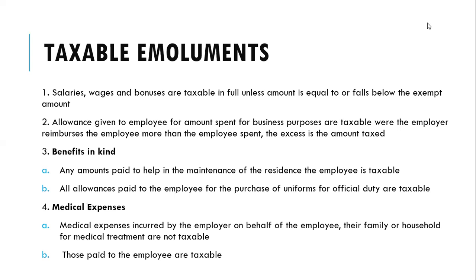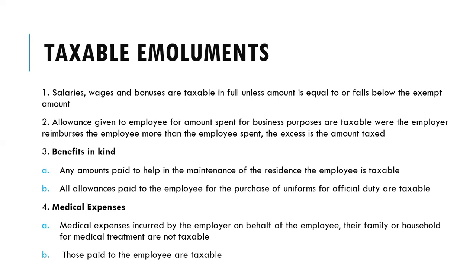So these are some of the incomes and expenses which are taxable. One, salary, wages and bonuses are taxable in full unless the amount is equal to or falls below the exempt amount. When you look at the tax bands, there's a certain exempt amount of income which should not be taxed. So if a salary is equal to that amount or below that amount, tax is not charged. But if it exceeds that exempt amount, then tax is charged.